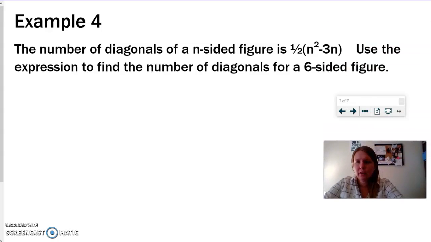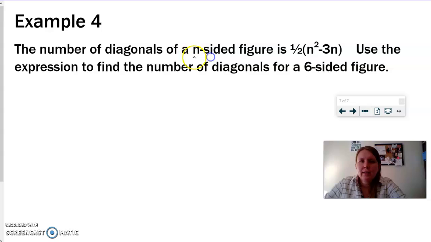This one, I believe, is another kind of substitution-ish problem. It says the number of diagonals on an n-sided figure. So if you ever played Dungeons and Dragons, you get all the different types of sided dice. What they're talking about is the number of diagonals of an n-sided figure. So maybe one of those dice is this equation right here, 1/2 times n squared minus 3n. Use the expression to find the number of diagonals on a 6-sided figure.